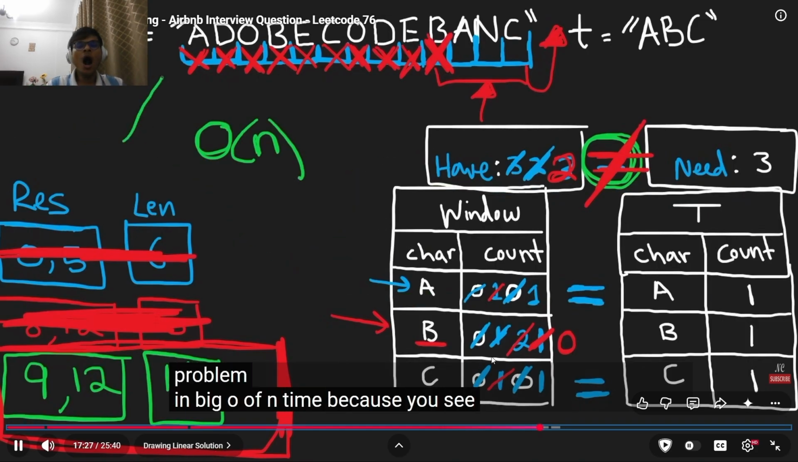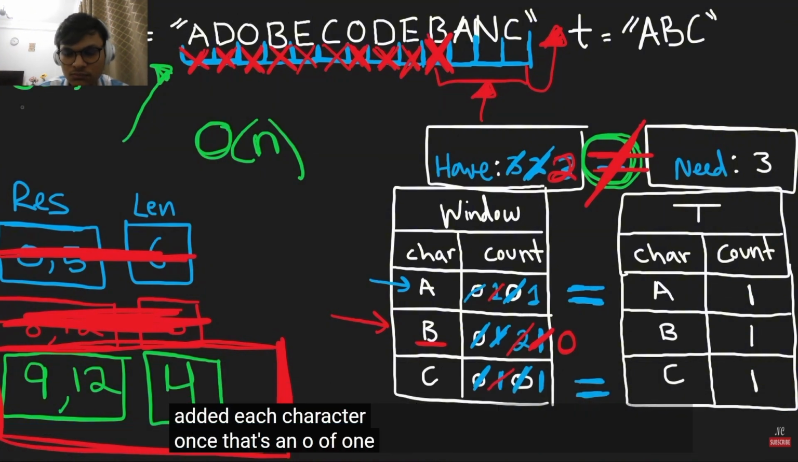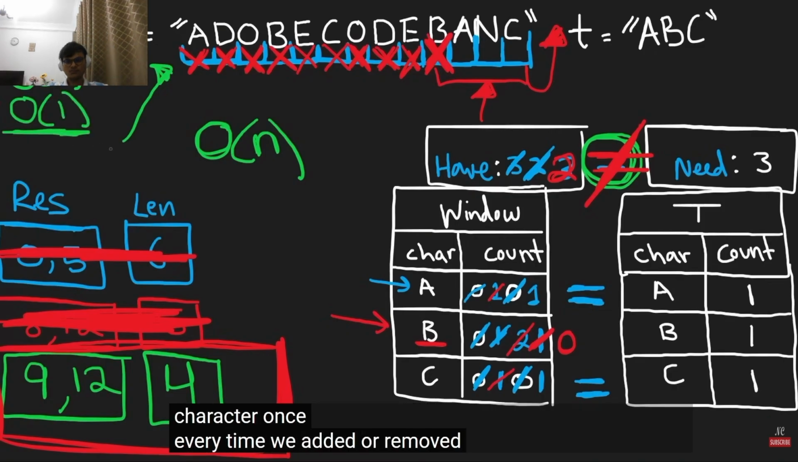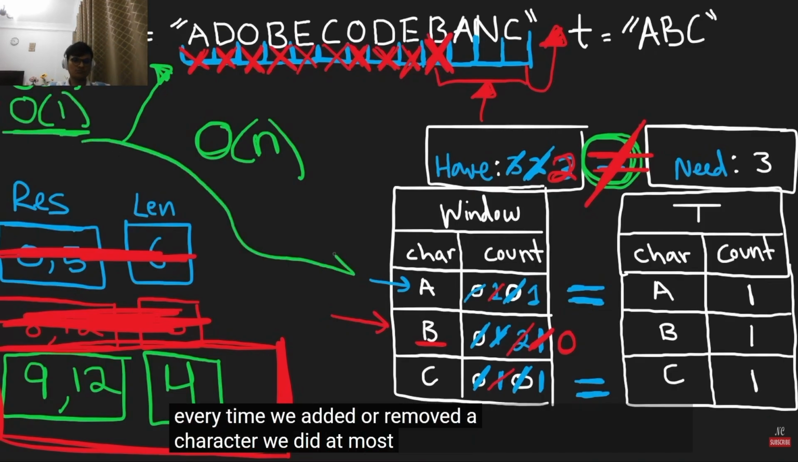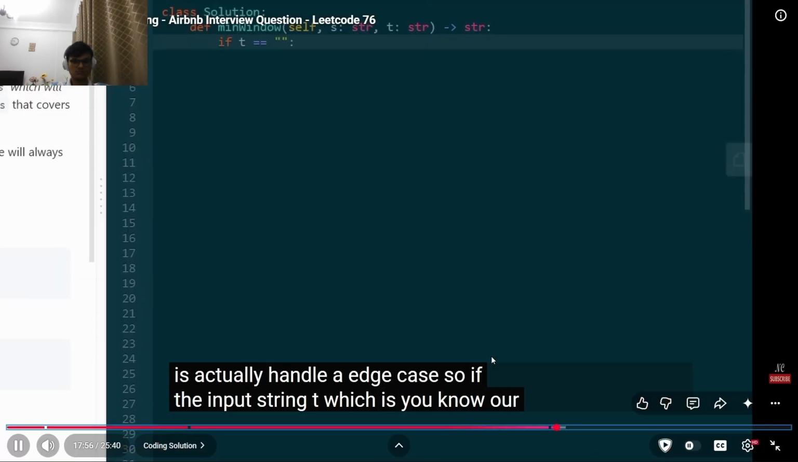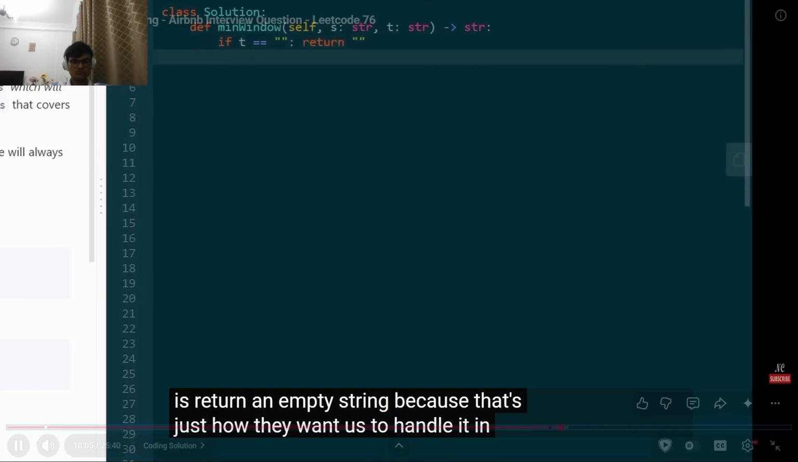Time, because you see we added each character once. That's O of 1. We removed each character once. Every time we added or removed a character, we did at most 2 operations, right? Which is, our string is, because that's just how they want us to handle it in this problem.